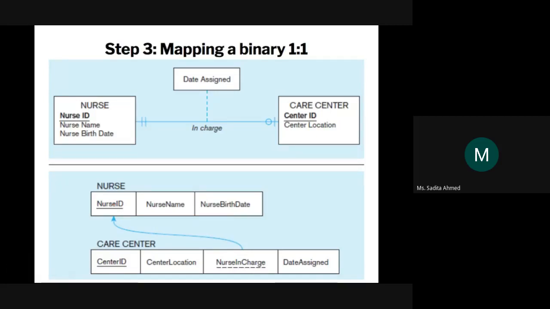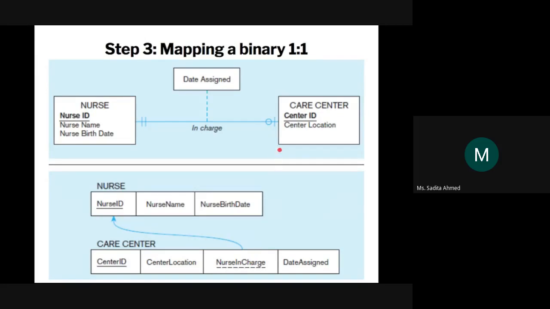In case of a one-to-one relationship, the rule of thumb is to place the foreign key on the entity which is on the optional side. Optional side e je entity ta ache tar relation er moddhe primary key ta foreign key ta place koro. That's the rule of thumb.